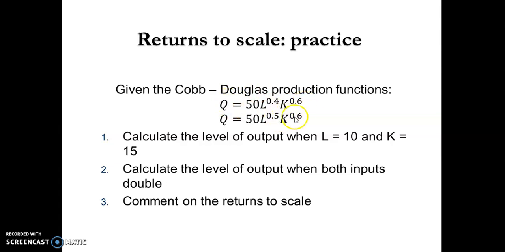Whereas if I add these exponents, I'm going to get 0.5 plus 0.6. That's my alpha plus beta. And that's going to give me 1.1. So now I know that I'm going to be dealing with increasing returns to scale.